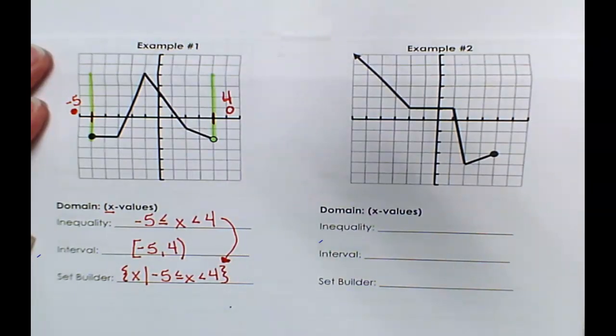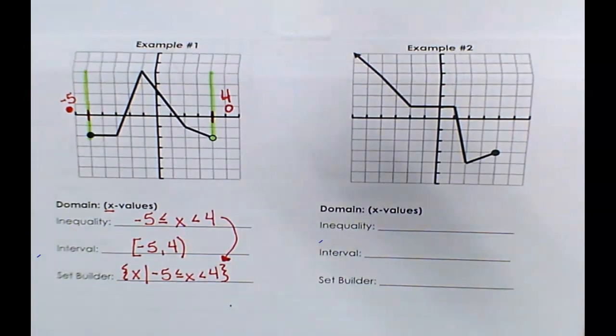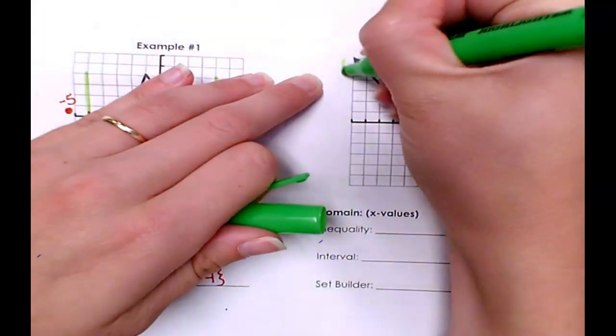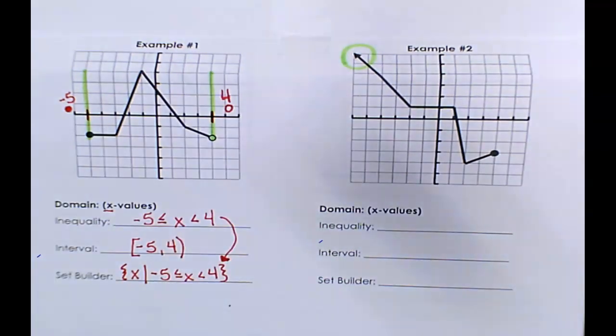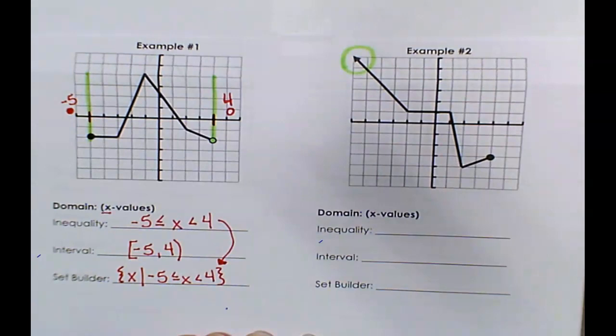So I want you to pause the video and try example 2 using either your highlighter or the highlighter function in Kami, remembering that when an arrow is in your graph, that means that there is no boundary. So take a moment to try example 2. Pause your video. Okay, folks, hopefully you've had the opportunity to try number 2. If not, pause the video again and try to finish.